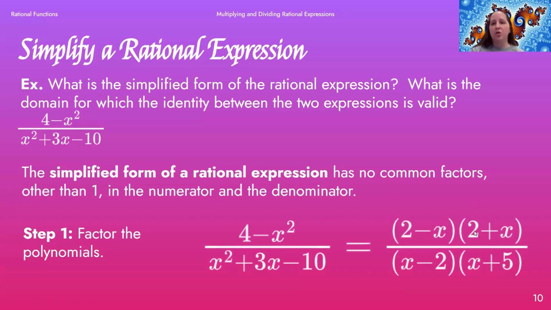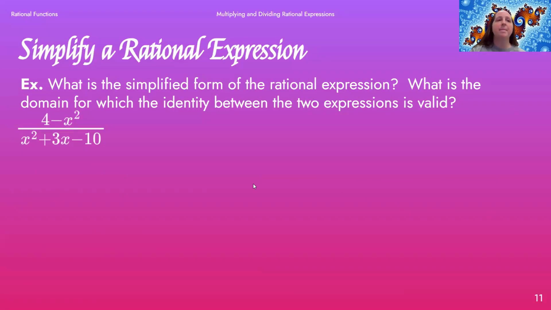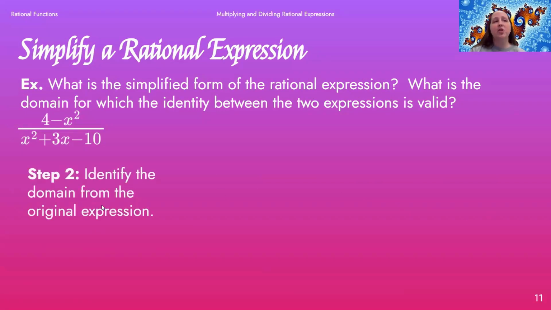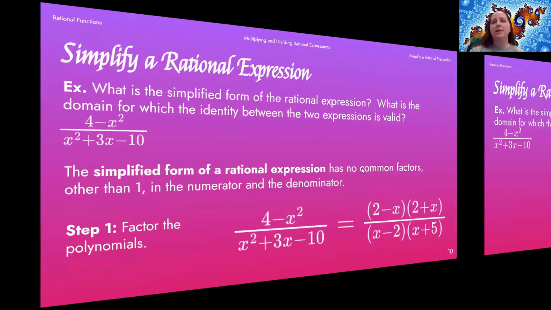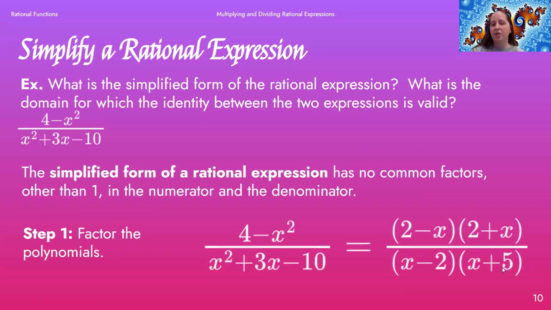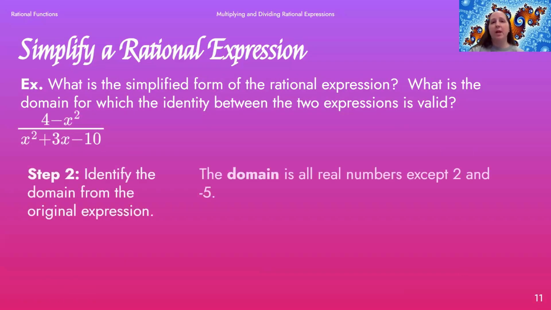I'm going to rewrite the numerator so that it looks something similar to what we've seen before. I can just rearrange the 2 plus x, but I can't just rearrange the 2 minus x. Well, I can, but it would be negative x plus 2. Step 2 is to identify the domain from the original expression. So the domain is all real numbers except 2 and negative 5. And you can see this because my denominator again is x minus 2 times x plus 5. So I set each of those factors equal to 0 and solve, which gives me my domain.